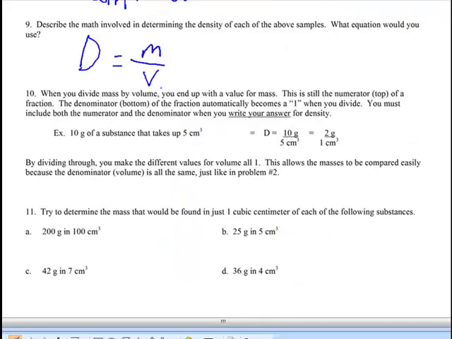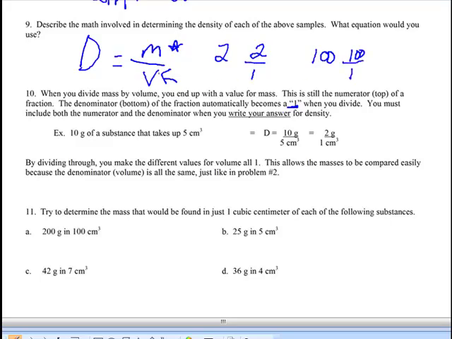When you divide mass by volume, which we said we're going to do, you end up with a value for mass. The volume basically cancels out, and you end up with this being your value on top. Now this is still the numerator at the top of the fraction. The denominator, the bottom of the fraction, this whole volume thing here, automatically becomes a 1. The units don't cancel out, but the number becomes a 1. Now you know any whole number is really the same as the number over 1. So 2 is the same as 2 over 1. 100 is the same as 100 over 1.